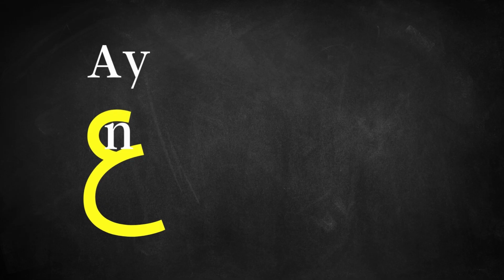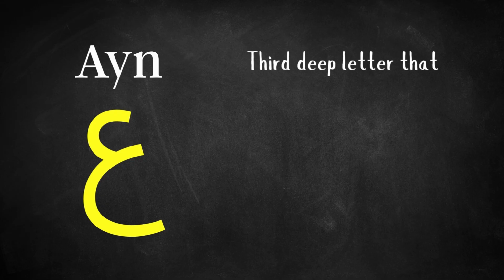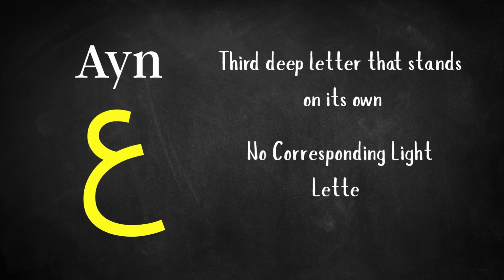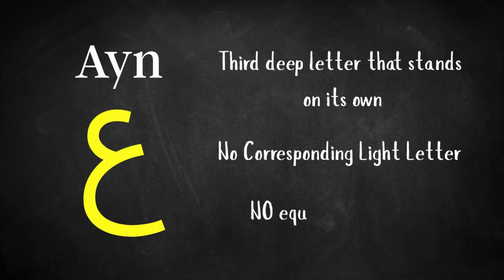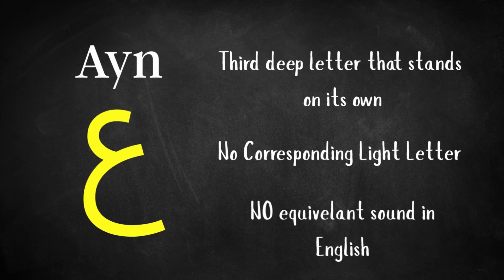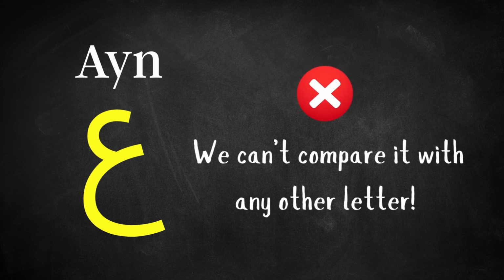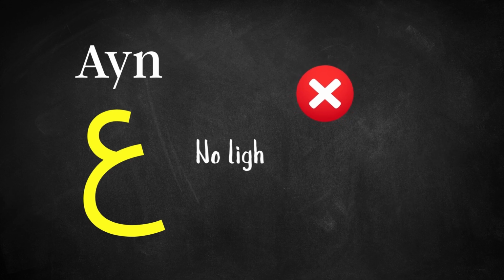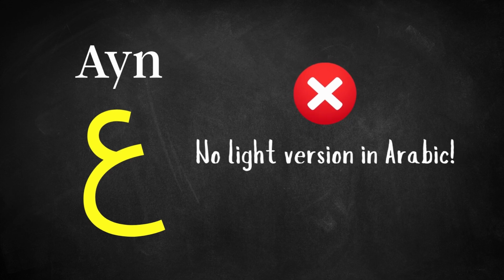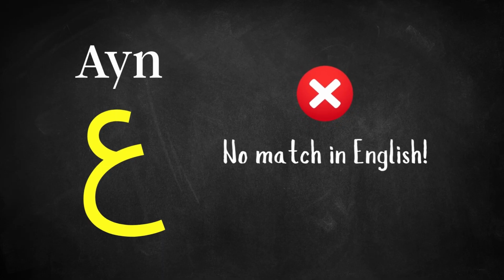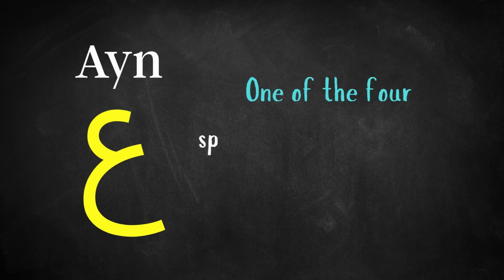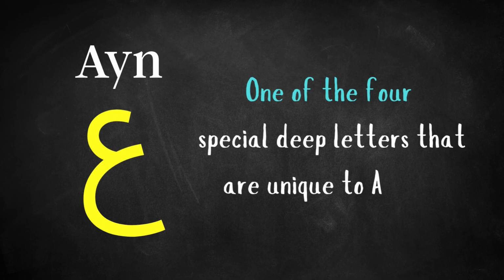7. Letter عين. This is the third deep letter in Arabic that stands on its own, without a corresponding light letter in Arabic, and without any equivalent sound in English. So we can't compare it to any other letter because it has no light version in Arabic and no match in English. It is also one of the 4 special deep letters that are unique to Arabic.